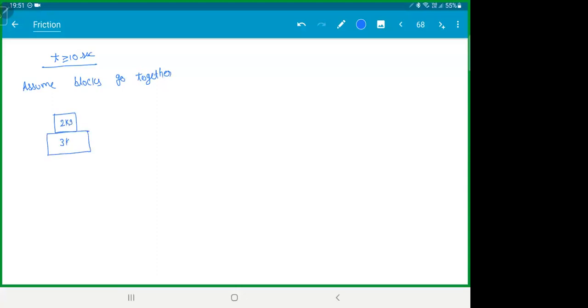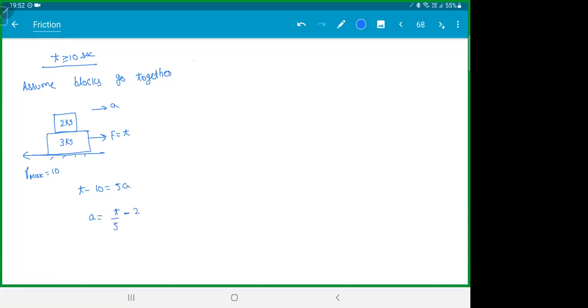Two kg, 3 kg. Since they're moving, the friction on the ground has to be maximum. How much is that? 10 newtons. And this is F is equal to T. And this is acceleration. We get T minus 10 is equal to 5A. Numbers will be a little bad there. A is T by 5 minus 2.